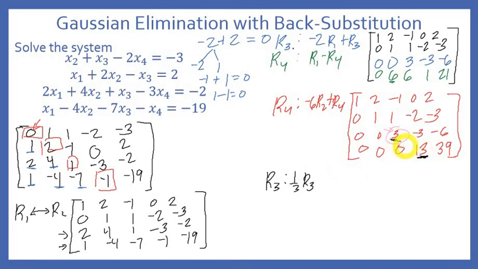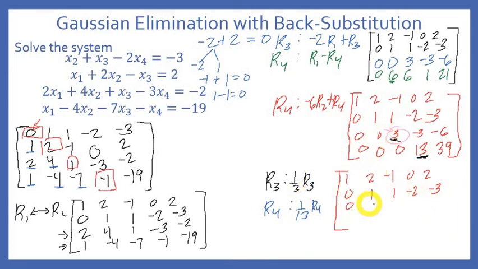Let me change color to blue once again. Therefore, I will have row 4 would be 1 over 13 times row 4, because 1 over 13 times 13 makes it 1. So first, let's rewrite the first 2 rows that will not be affected. 0, 1, 1, negative 2, negative 3. Then, let's perform the operation. The first 2 entries of the third row will be zeros. 1/3 times 3 is 1. 1/3 times negative 3 is negative 1. 1/3 times negative 6 is negative 2.